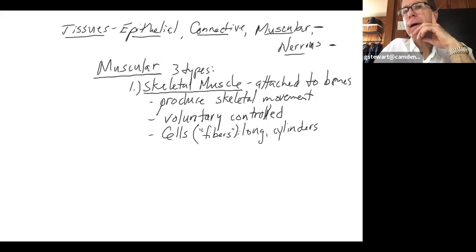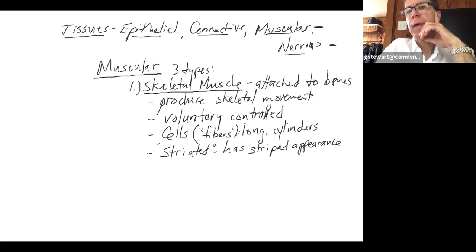And the last thing I'm going to say about the skeletal muscle is the cells and the tissue is striated. That means when we look at this tissue under a microscope, it has a striped appearance. Sorry, I am going to say one more thing. Each individual cell also has many nuclei in it. There's more than one nucleus per cell. So I'm going to write cells are multinucleate.